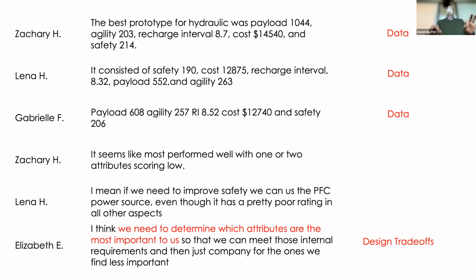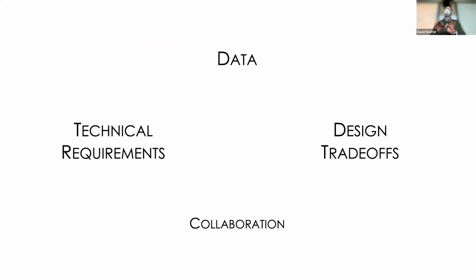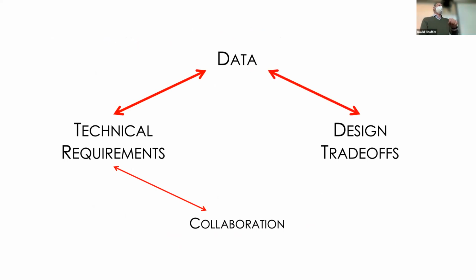Okay, and scene. I just told you a little story, and it involved 4 codes: collaboration, technical requirements, data, and design trade-offs. People started talking about collaboration, which led to a discussion of technical requirements. Somebody got frustrated that they weren't hearing about the data, so they asked about the data. And then when somebody heard all the data, they started thinking about how to make design trade-offs.